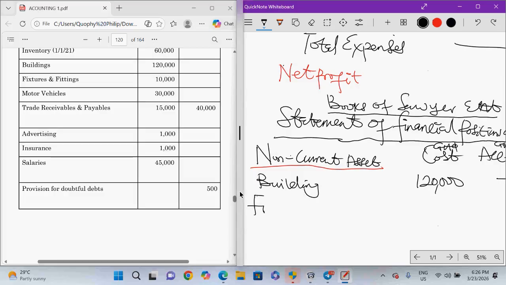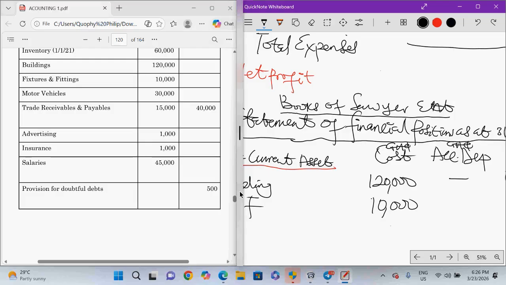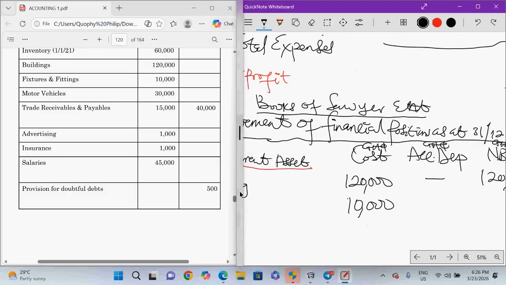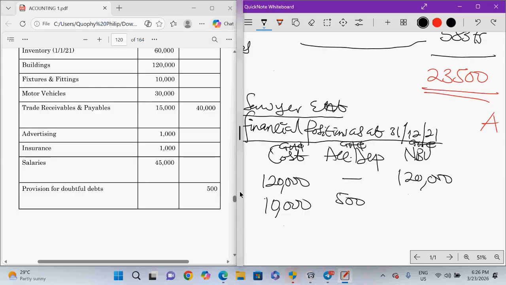What of fixtures and fittings? 10,000. And the depreciation is what? 500. So what is the difference? 9,500.